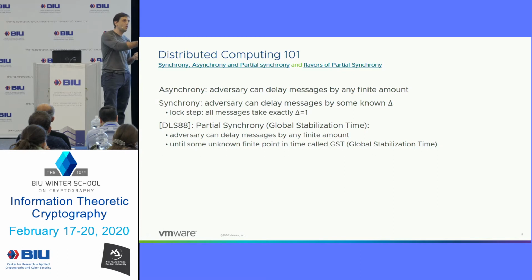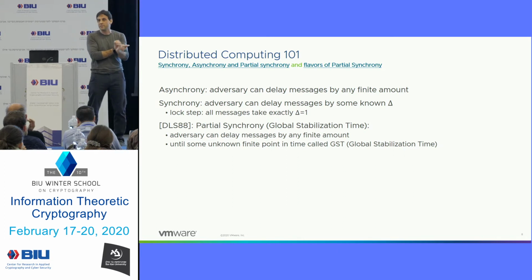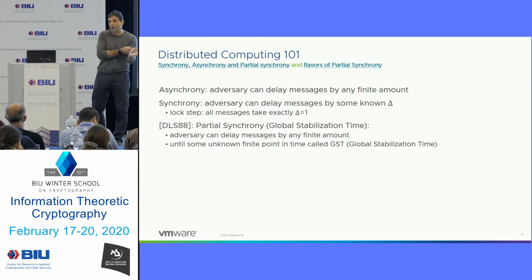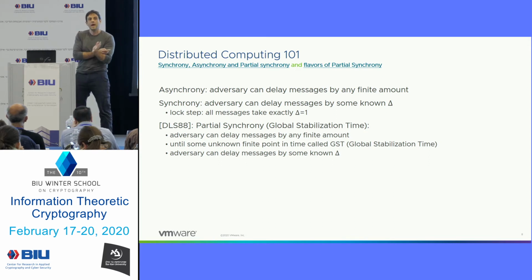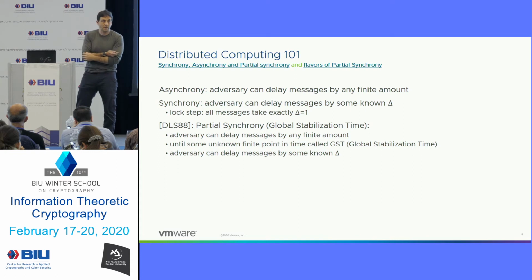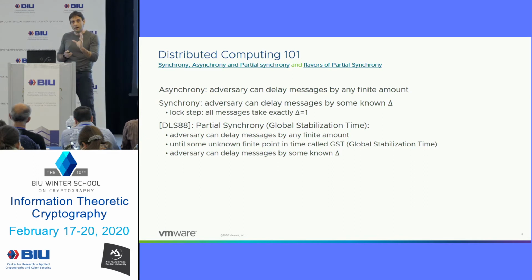And then there is some unknown point in time. So there's an eventual point in time, which we don't know when. And this point in time is called GST. This is Global Stabilization Time. And at this point onwards, the system becomes synchronous. So what does it mean it becomes synchronous? There's a known bound delta, let's say 3 seconds, and every message being sent arrives at most 3 seconds. So this is kind of a halfway between asynchrony and synchrony, saying that the system starts in an asynchronous model and then at some unknown time becomes synchronous. Right? So are these 3 models clear?